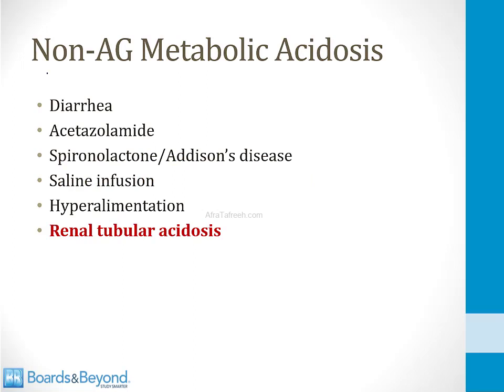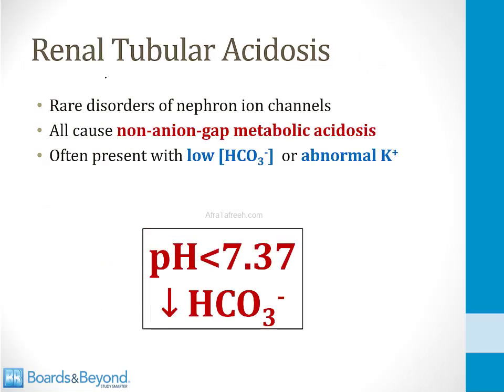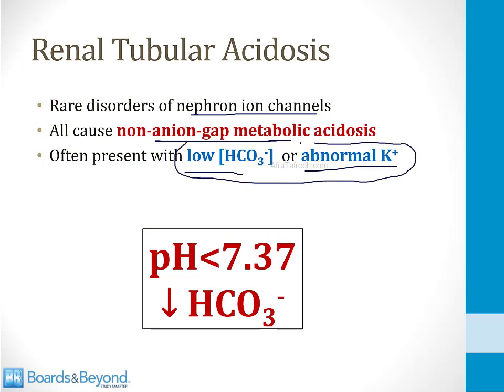In the video on metabolic acidosis, I talked about 6 causes of a non-anion gap metabolic acidosis, and the last of these 6 causes are the renal tubular acidoses, and that's what we're going to focus on in this module. Renal tubular acidosis disorders are rare disorders of nephron ion channels, and all of them cause a non-anion gap metabolic acidosis. Many of them present with low bicarbonate or abnormal potassium. This is often how they are detected, either on routine blood work that is abnormal or through symptoms from abnormal potassium.